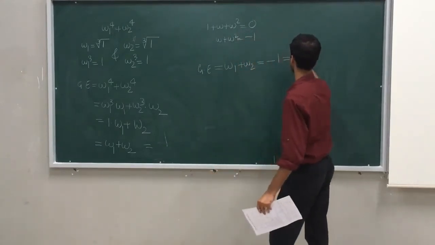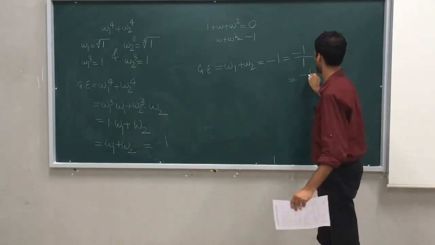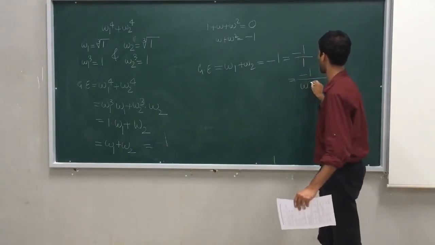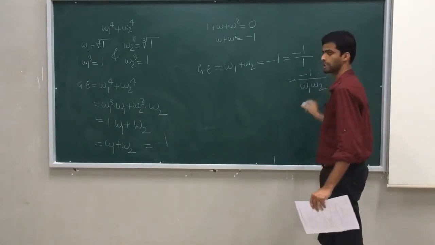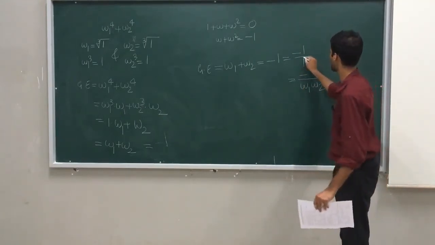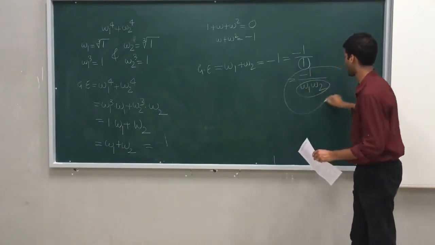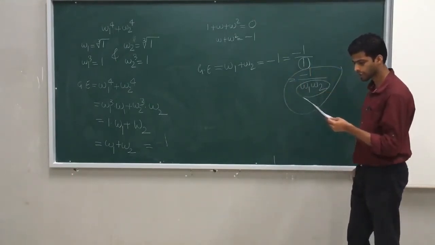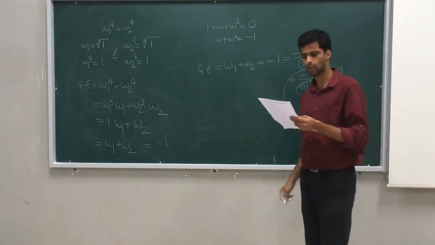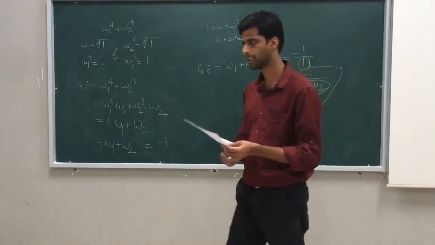Minus 1 can be written as minus 1 by 1. And I told you when you multiply omega 1 and omega 2, that is, if you multiply both cube roots of unity, its answer is 1. Therefore 1 can be written as the product of two cube roots of unity. Therefore I can write this expression as minus 1 divided by omega 1 into omega 2, which is option A, the right answer for this particular question.